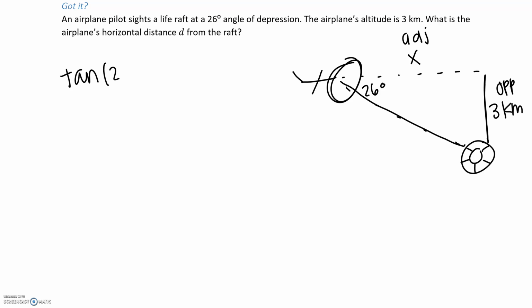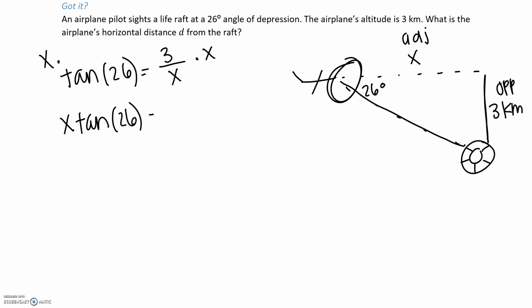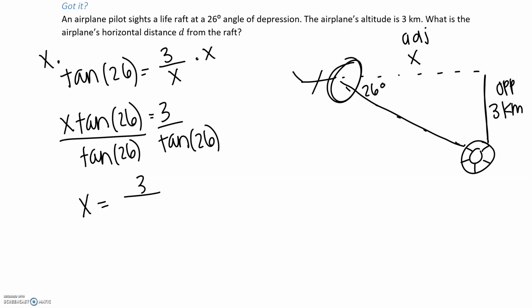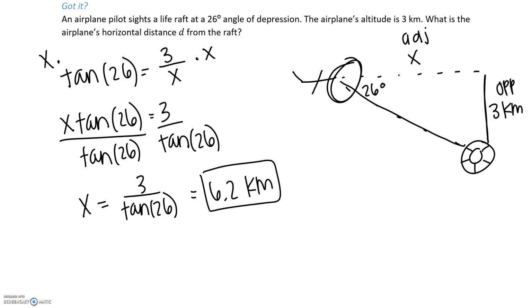So we're going to have tangent of our angle, which is 26, equals our opposite, which is 3, over our adjacent, which is x. So we're going to multiply both sides by x, which leaves us with x tangent of 26 equals 3. And we're going to divide both sides by tangent of 26. That leaves us with x equals 3 over tangent of 26. When we put that into our calculator, it gives us about 6.2 kilometers. Okay? And that should be it.